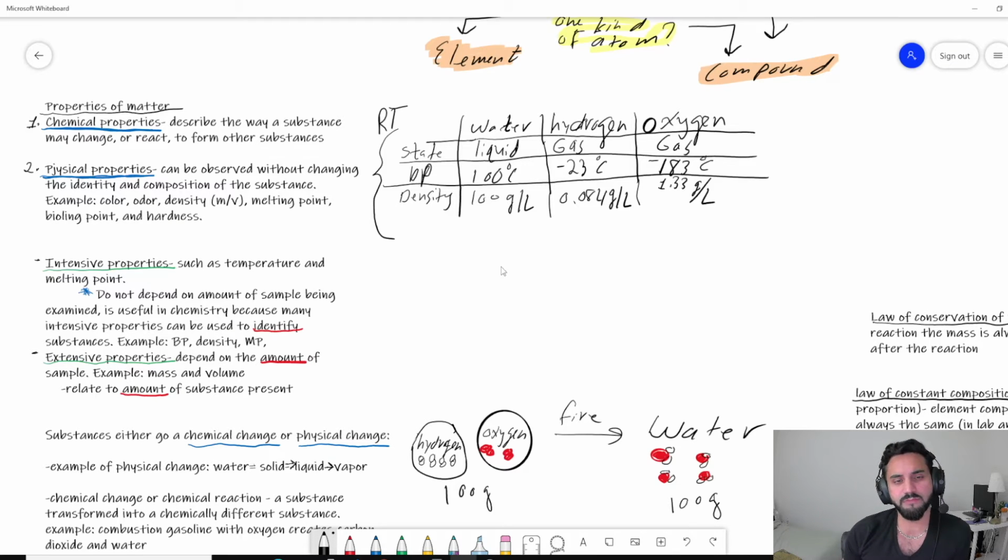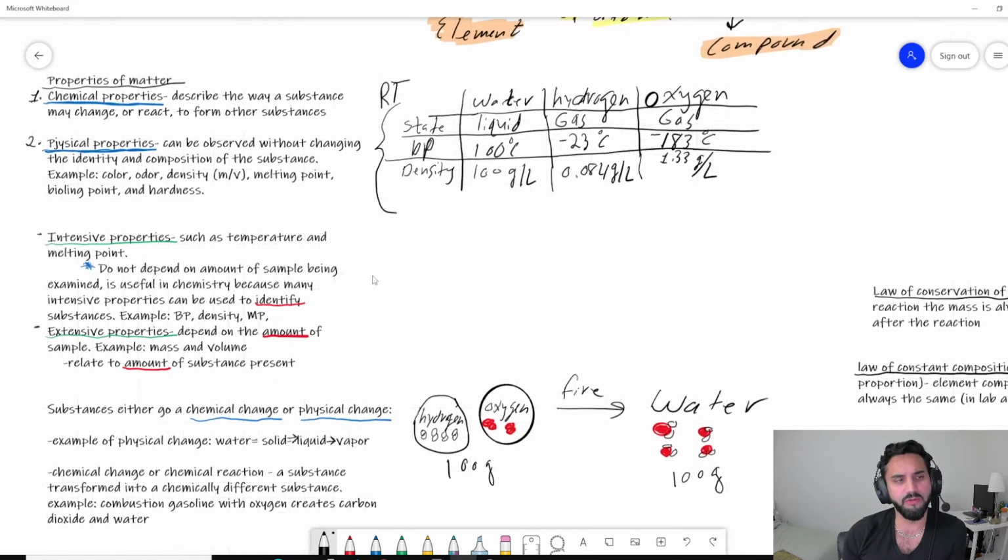Under physical properties, there are two other extensions: intensive properties and extensive properties. Intensive properties, such as temperature and melting point, do not depend on the amount of sample being examined. It's useful in chemistry because many intensive properties can be used to identify substances. Examples would be boiling point, density, and melting point.